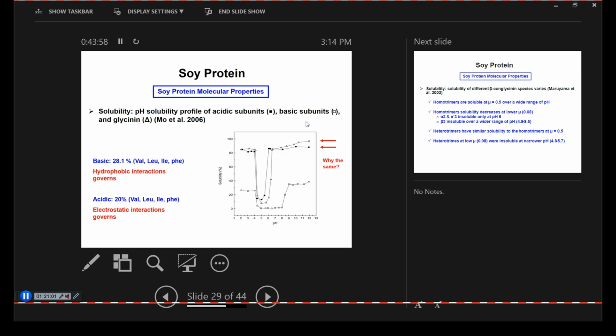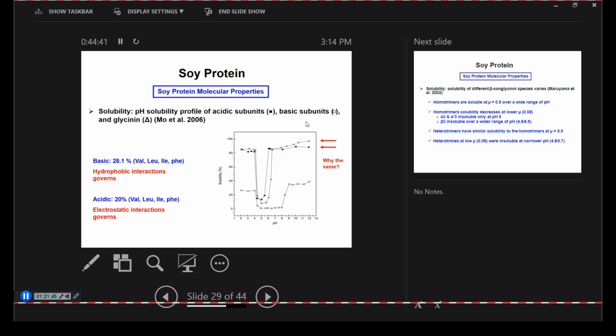Whereas the acidic subunits have 20% of the amino acids as these four, and it's below the critical concentration where proteins associate via hydrophobic interactions. So under these conditions, electrostatic interactions govern. So at high pH and low pH, you have more electrostatic impact rather than hydrophobic impact. So we can see a really good, tremendous increase in solubility, and then a very sharp and narrow range of low solubility at a narrow range of pH.